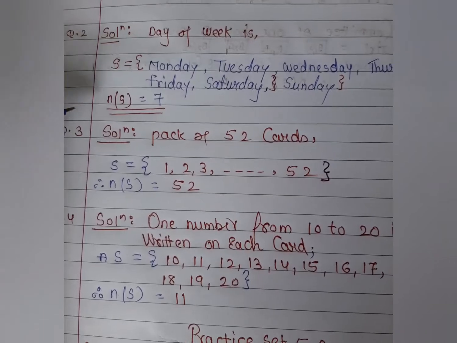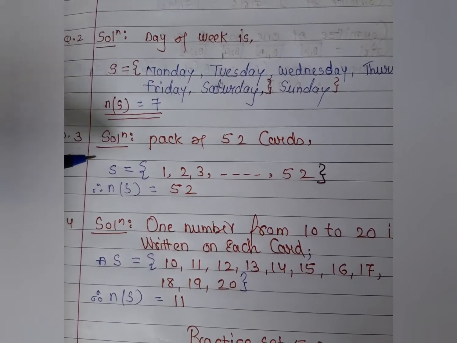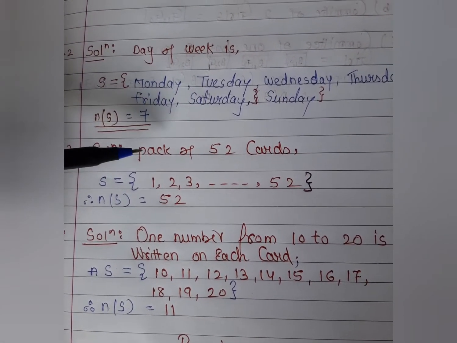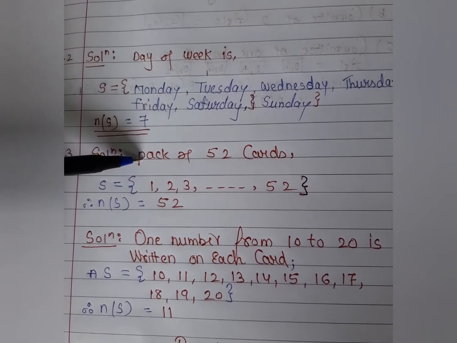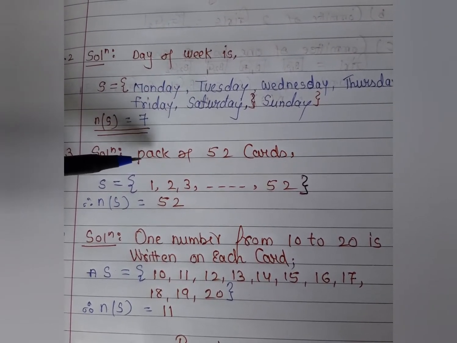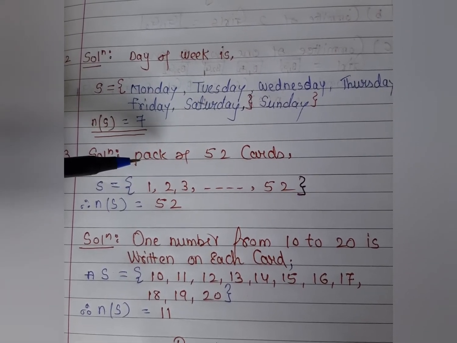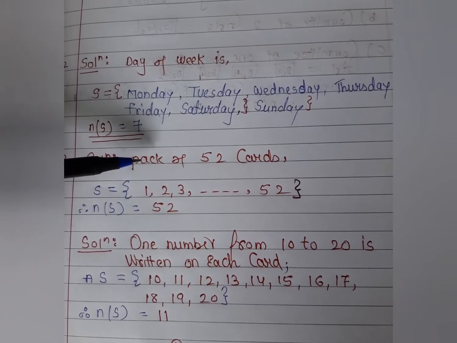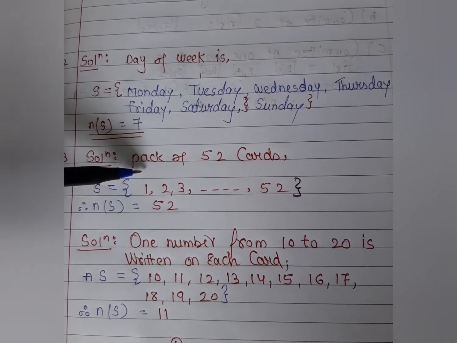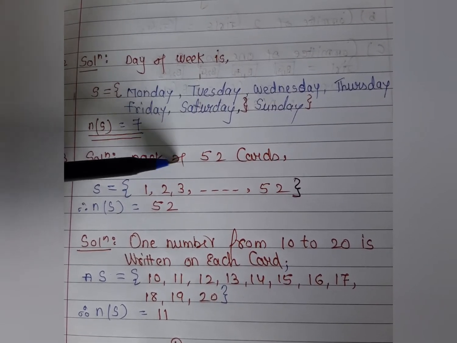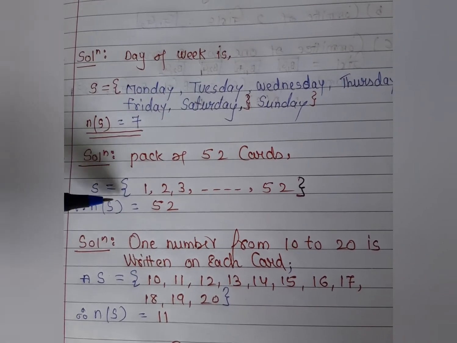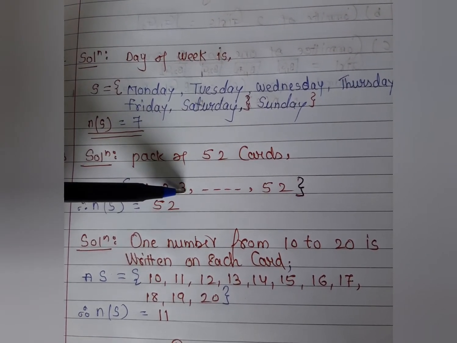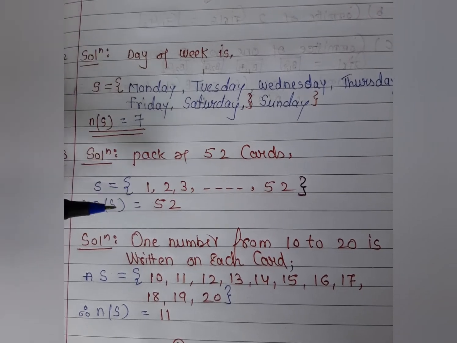The third question is about when we shuffle a pack of 52 cards. So you know it very well students, in the previous video we saw how many cards? 52 cards, and after that the 52 cards are divided into 26 and 26. So here it's talking about the pack of full cards. So how to write the sample space? S is equal to curly bracket 1, 2, 3, comma, dash dash dash, comma, 52.